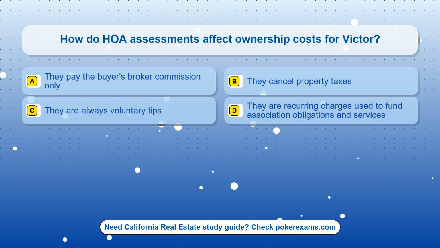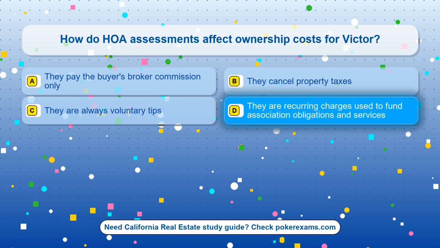Question 21. How do HOA assessments affect ownership costs for Victor? Option A. They pay the buyer's broker commission only. Option B. They cancel property taxes. Option C. They are always voluntary tips. Option D. They are recurring charges used to fund association obligations and services.